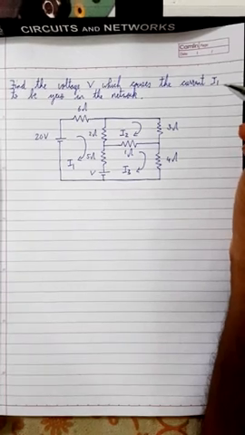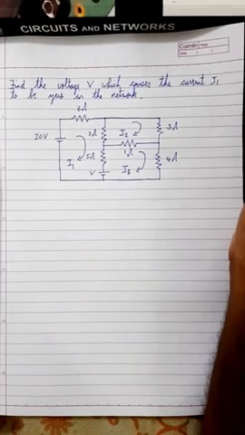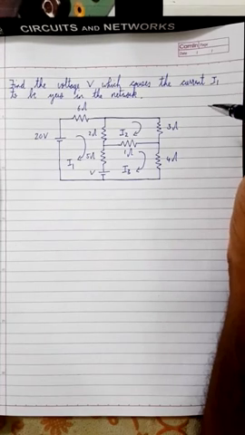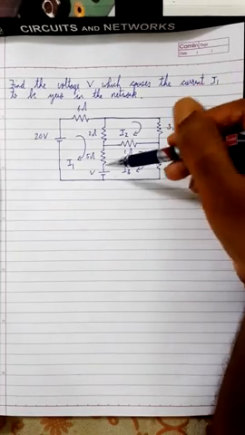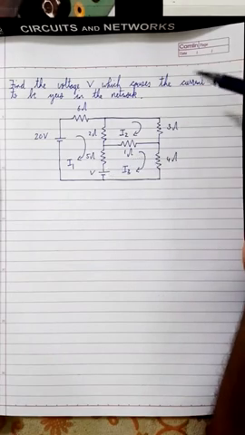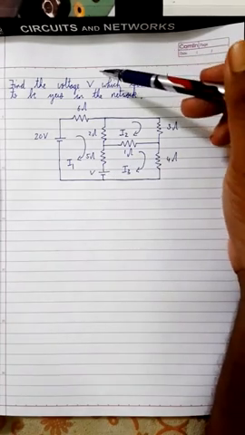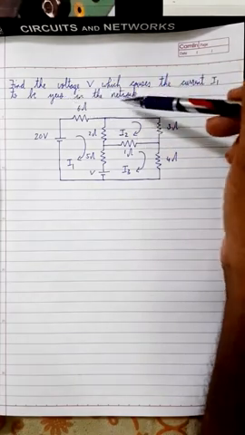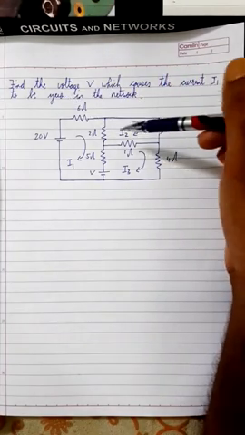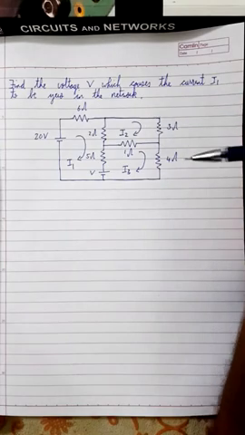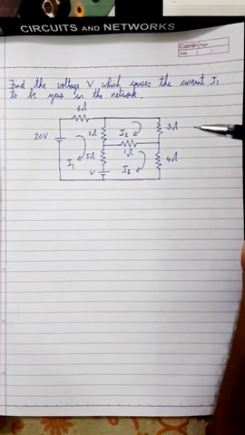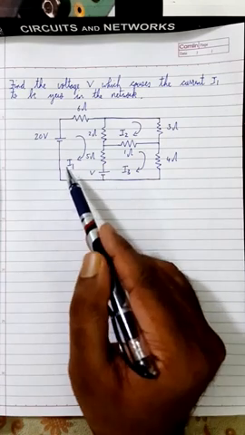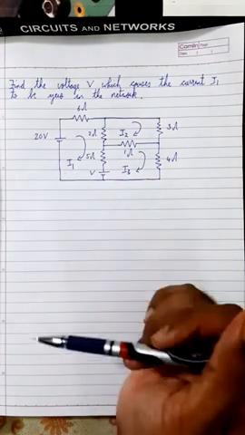Now, as for the next question, here the question is a little different. Here they're not asking us to find the current or voltage across any device. Here the question is to find the voltage source V. Let's read the question. Find the voltage V which causes the current I1 to be zero in the network. So here in the question I1, I2 and I3 are already marked, right? So they are asking us to find the voltage source V such that this value I1 becomes 0.